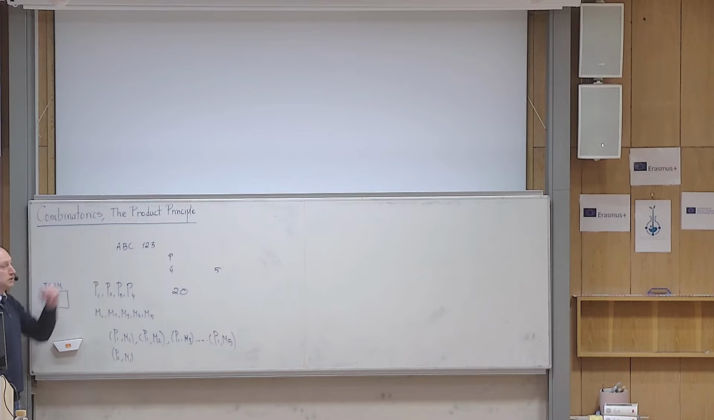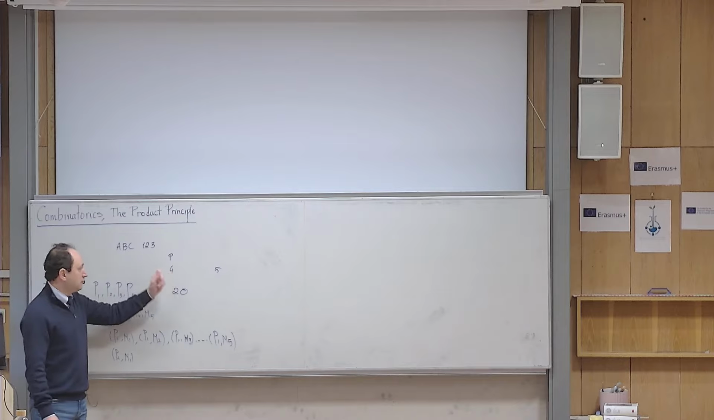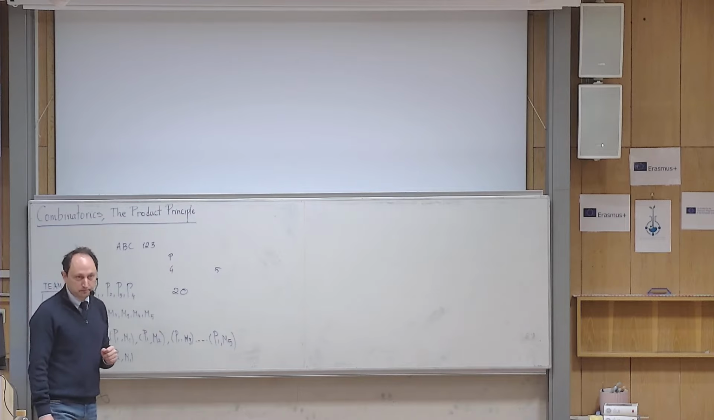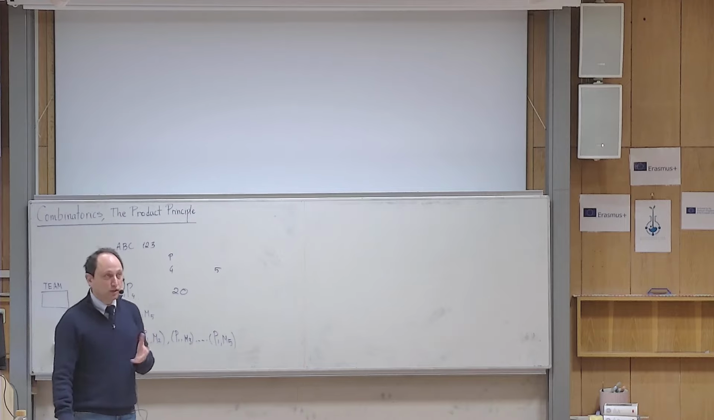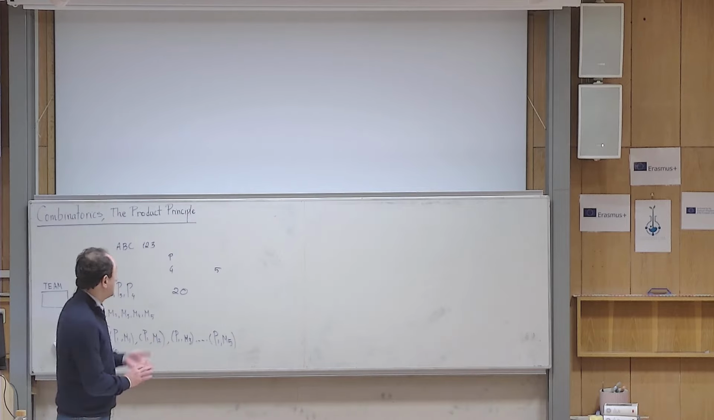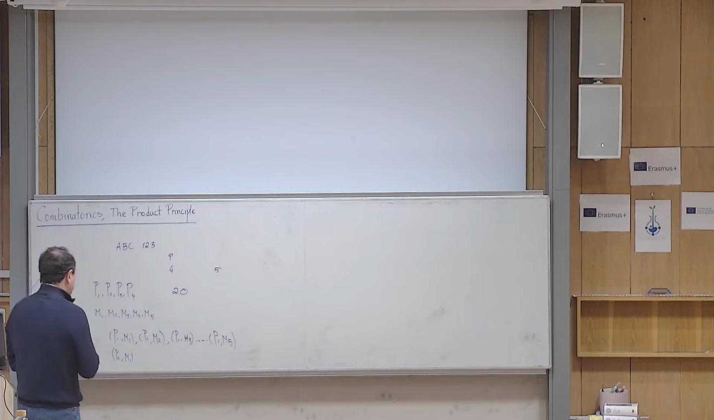And that is the product principle. So you use the product. You take 4 and multiply it by 5. Okay? So already we know what the product rule, or the product principle, is.